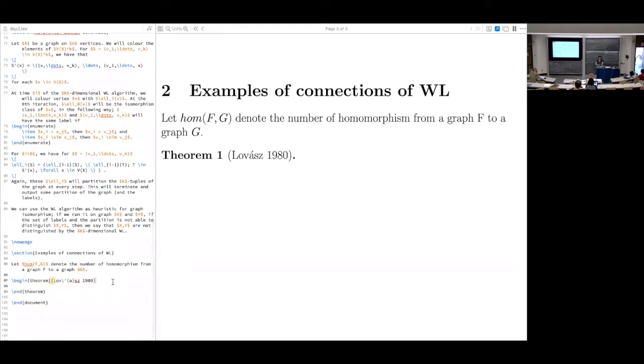Next week, Dave Robertson will speak, and he will also use this homomorphism count to denote something. Is there a macro? Oh, there's a macro. Okay.